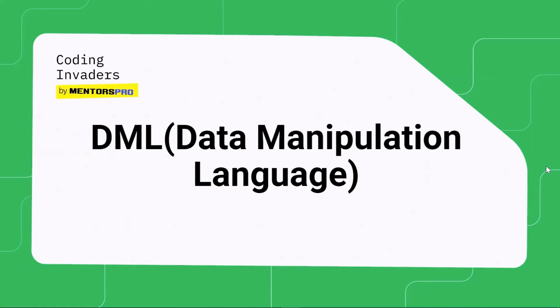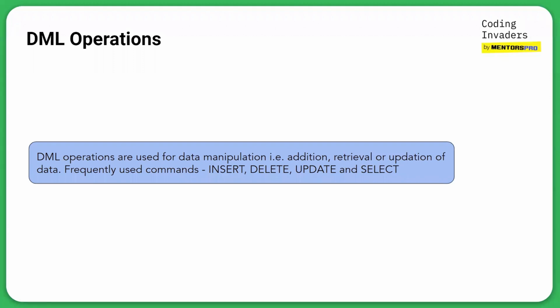In this video, we will be discussing DML operations. DML stands for Data Manipulation Language. DML operations are used for manipulating data such as adding, retrieving, or updating information. Some of the most commonly used DML commands include insert, delete, update, and select.